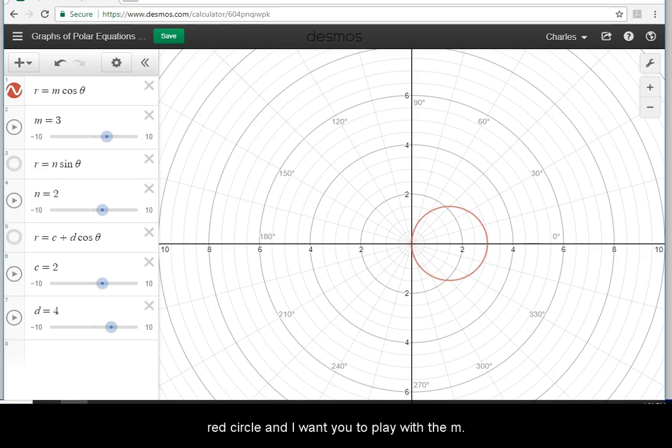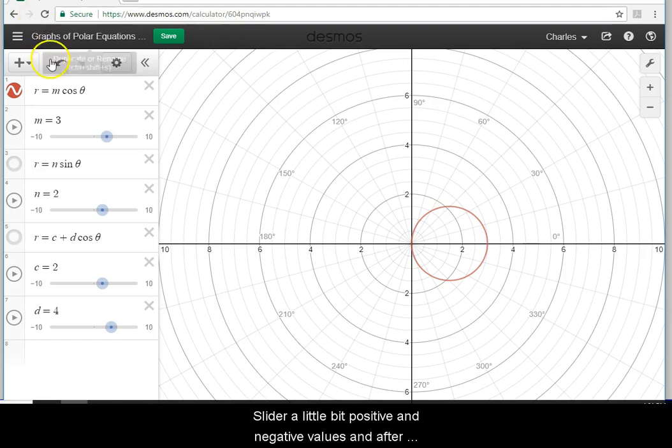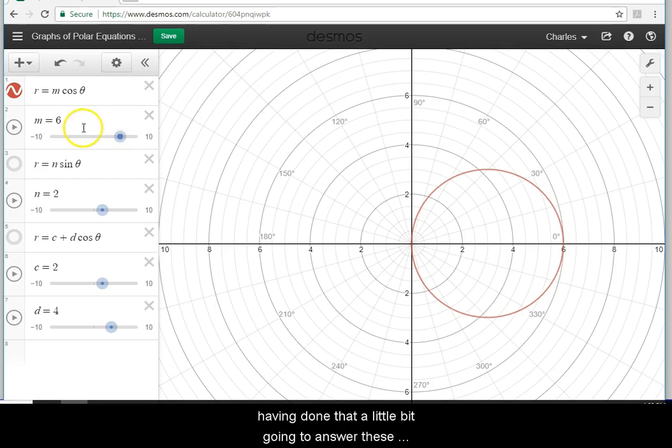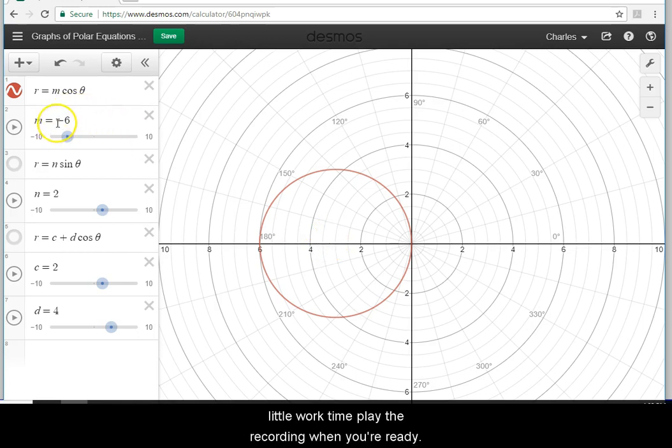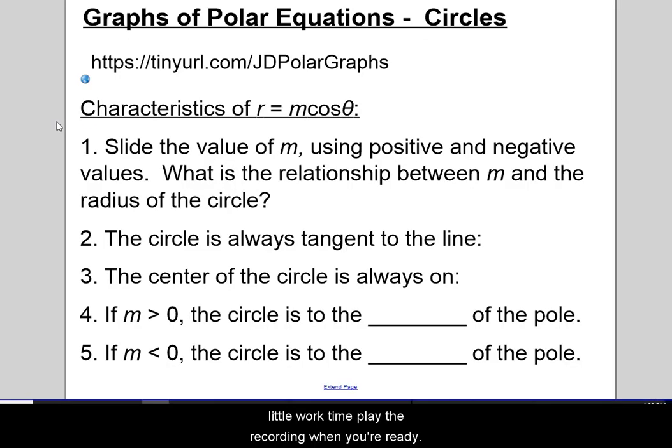Okay, so hopefully you've had a chance to work all these out. If not, please get back to it. When you slid the value of m to different values, m being 6, you can see that the radius is half of that. And even when I take it over to -6, for example, the radius is still half of the absolute value of -6. Okay, so we'll make a note of that.